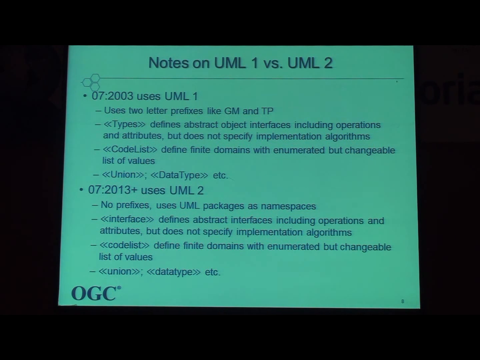So that's the only difference in UML. So if you do see some of the UML from the current draft of the next version of 19107, you'll see interfaces, not types. And you'll see everything else pretty much stays the same in terms of what we're using in UML.